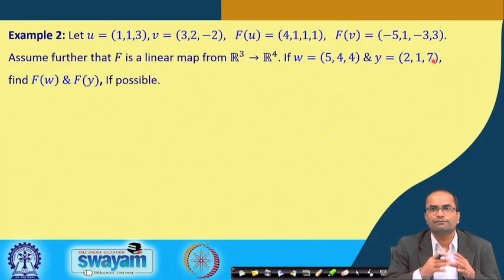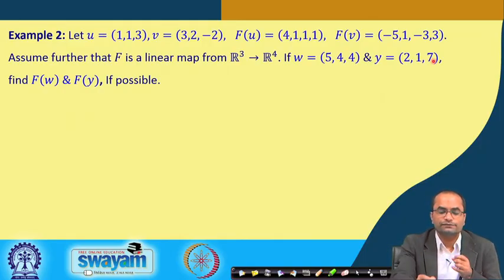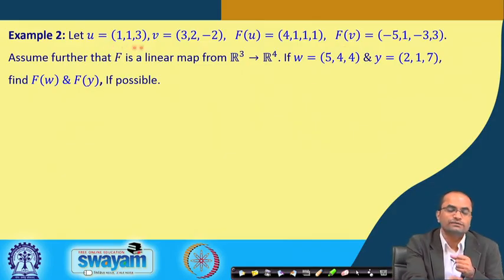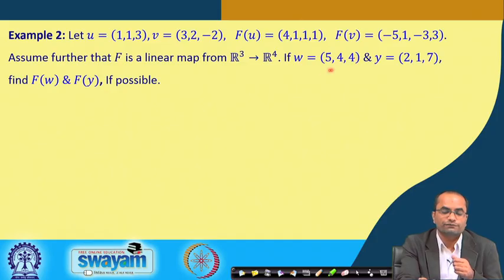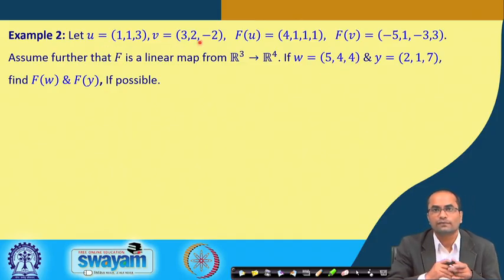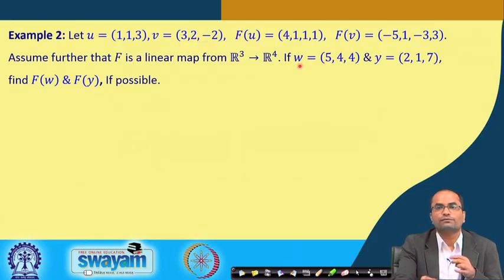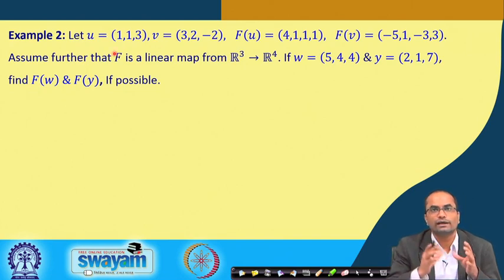So, what do we know about a linear map? The additive property: f on u plus v is equal to f u plus f v. So, what we can think here is that if we can write w in terms of u and v, if we can write down (5, 4, 4) as a linear combination of the vectors u and v, then we can find out f of w. And similarly with y also: if we can write y as a linear combination of u and v, then we can apply the transformation f on y, write it in terms of u and v, and that will be the image of y.